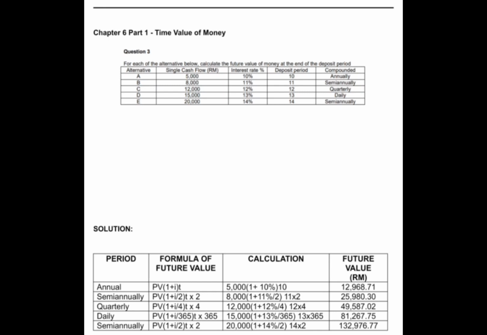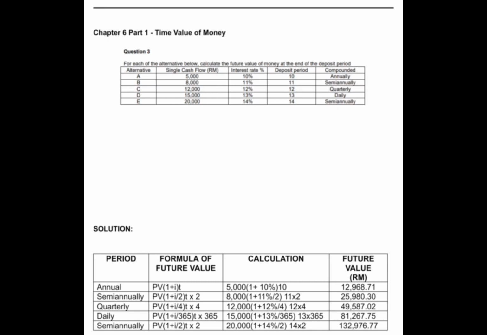Meanwhile, for the semi-annually, the formula will be PV in bracket 1 plus interest divided by 2 power of period times frequency where interest is compounded in a year, also known as M. So the calculation will be 8,000 times 1 plus 11% divided by 2 power of 11 times 2.